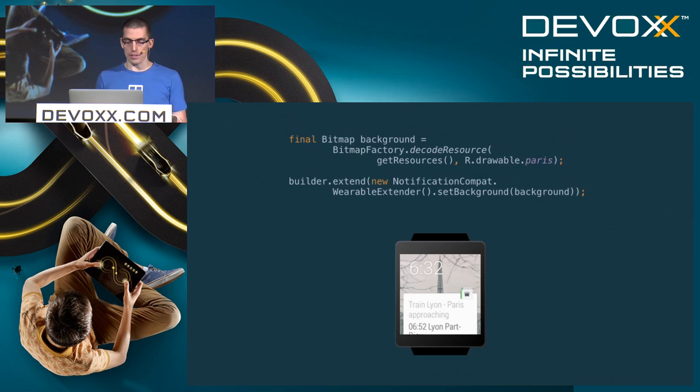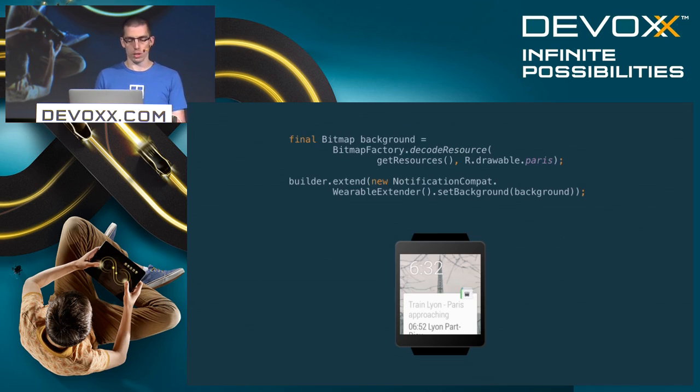And then once I have it, I create a new WearableExtender. I set the background to it, and I extend the previous notification builder that I had with this new WearableExtender. And boom, this is what I have.